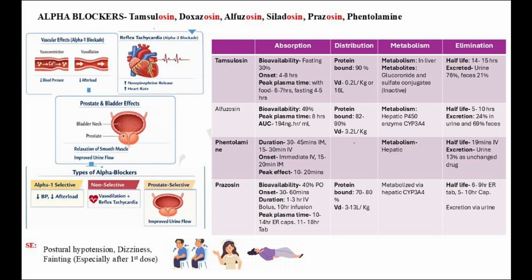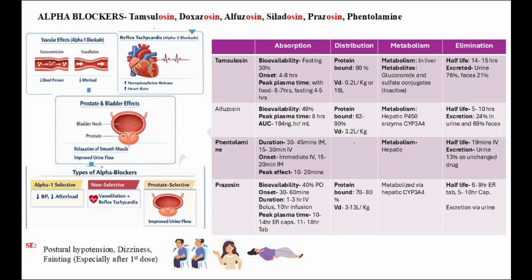Alpha blockers work by blocking alpha-1 receptors in blood vessels, causing vasodilation and lowering blood pressure. Blocking alpha-2 receptors can increase norepinephrine release, which may cause reflex tachycardia. They also relax smooth muscles in the prostate and bladder, improving urine flow in patients with prostate enlargement.